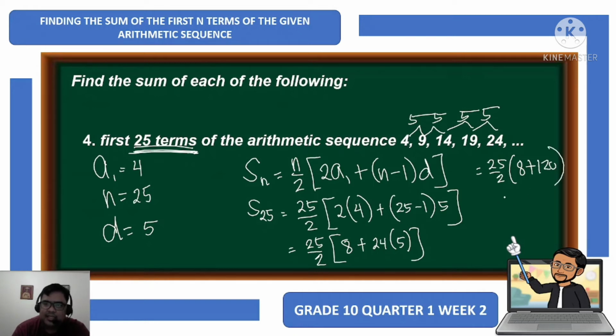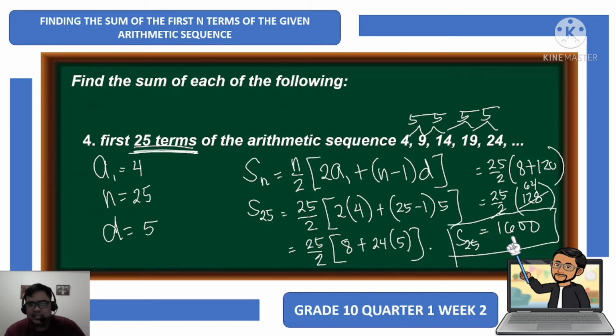Right? Okay. Then, simplify furthermore. So, 25 divided by 2 multiplied by 8 plus 120 is 128. And we can cancel 2 and 128. So, it becomes 64. So, 25 times 64 is equal to 1,600. Okay? So, that is S sub 25. So, that is the answer.